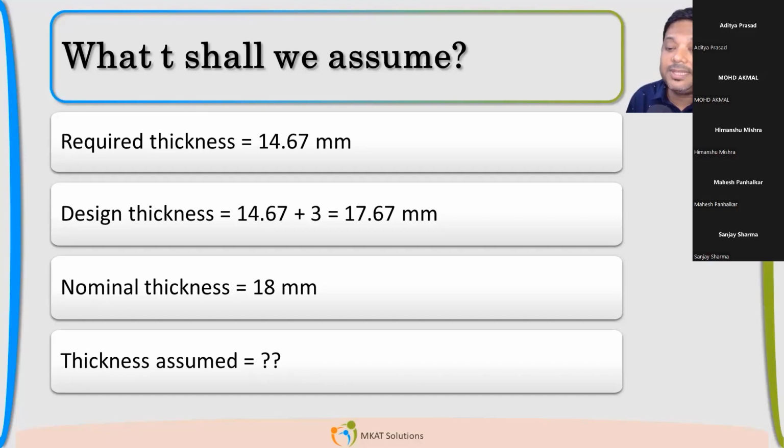Now you have these thicknesses available from the internal pressure calculation. Tell me what thickness you will assume. You can assume anything, the code is not prohibiting. But if you select the wrong thickness, you may end up doing lots of iterations which may not be required. So why go for iterations? Select the right thickness. Anybody can tell me, with this data, what will be your starting point?